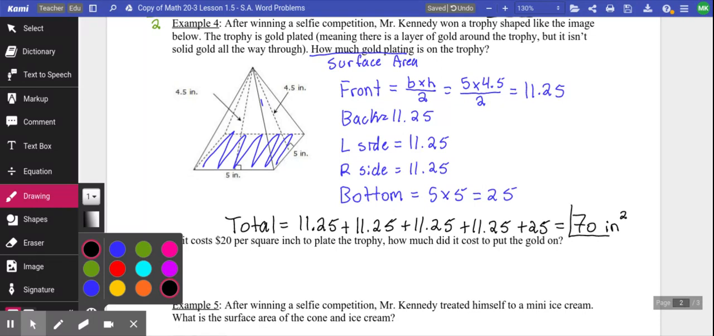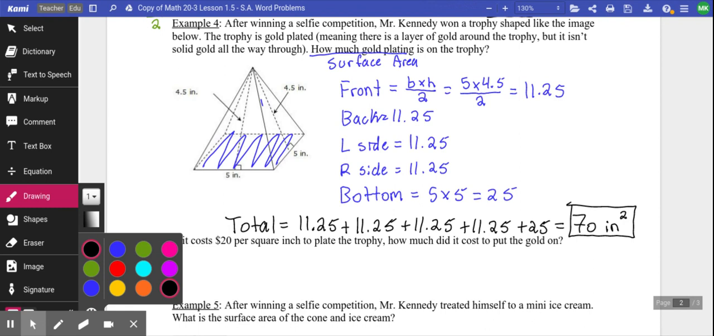It's actually 69.95. Maybe double check. I think you might have hit a 1 instead of a 2 when you're doing your 11.25s. One of them might have been 11.15, because then you'd be just short. Yeah, it's bad internet, so it goes fuzzy.